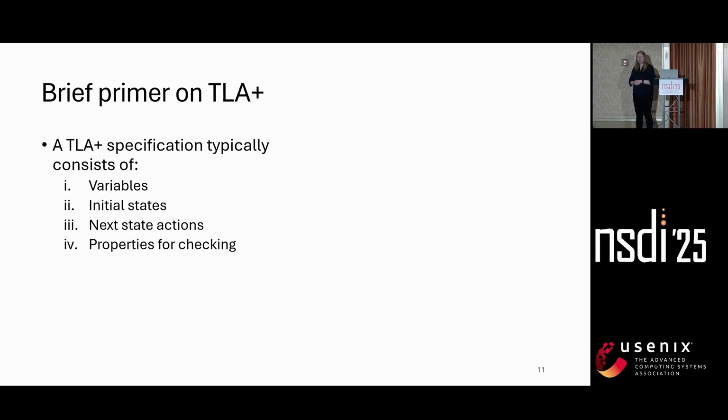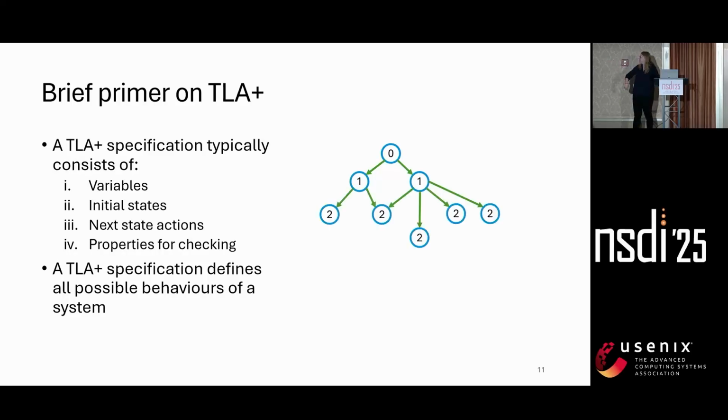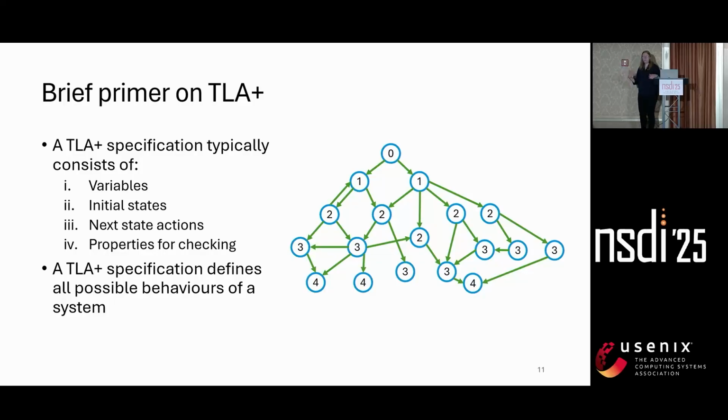So a little bit about TLA+. A TLA+ specification combines variables which describe the state of your system, the initial state of your system, a set of actions that describe how your system state can change over time, and some properties that you would like to check. The specification therefore describes all the possible behaviors of a system. So you might have some initial state, here's some next states, here's some successors, some more successors, etc., etc.